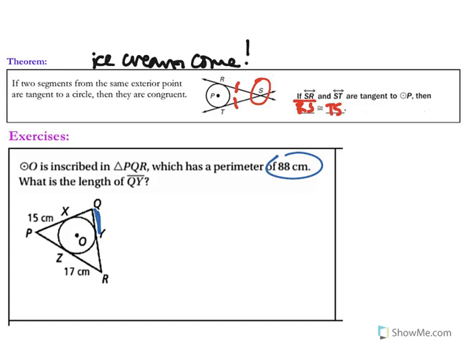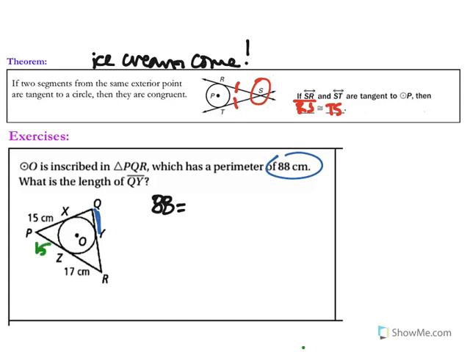If it's perimeter, we just add up all the pieces. So we can do 88 is equal to all the pieces we have. But I only see two numbers out here, so we got to do some common sense or some knowledge from our theorem in order to go on from here. Based on our theorem, if they come from the same exterior point and are tangent, then we're able to say that they're congruent. So like XP is congruent to ZP because they're both tangent and P is a common exterior point. So I'm going to call this also 15.